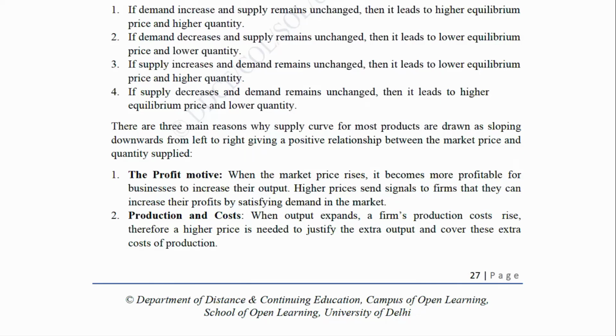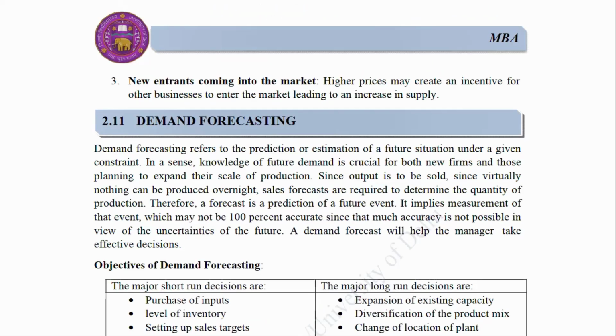Second, production and costs. When output expands, a firm's production costs rise. Therefore, a higher price is needed to justify the extra output and cover these extra costs of production. Third, new entrants coming into the market. Higher prices may create an incentive for other businesses to enter the market, leading to an increase in supply.